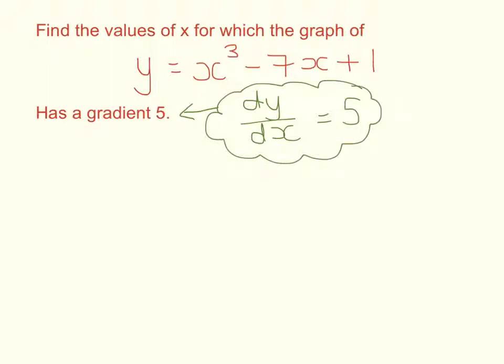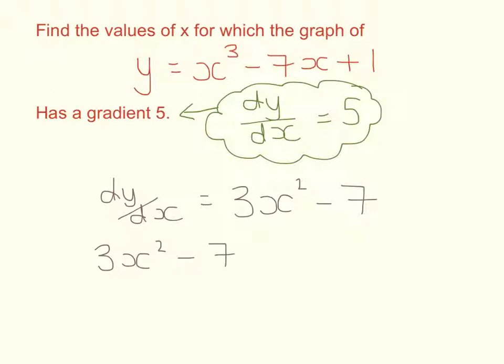So let's start by finding what dy dx is for this graph. We differentiate this: x cubed becomes 3x squared, minus 7x becomes minus 7, and the plus 1 becomes 0. So if we know that this gradient is equal to 5, we can set up an equation. What we're really solving is where 3x squared minus 7 equals 5.